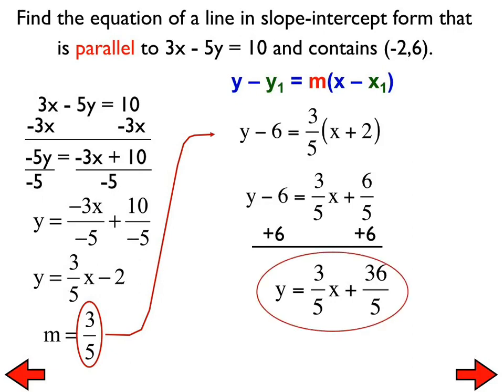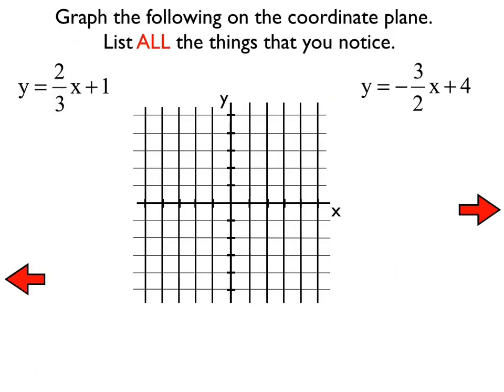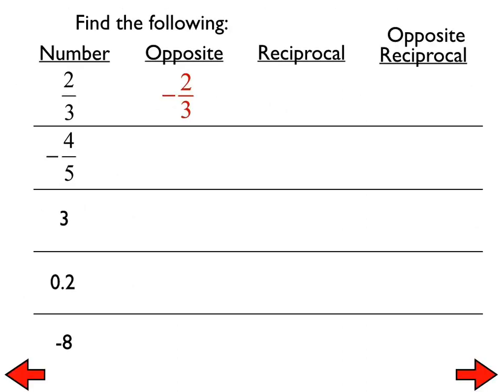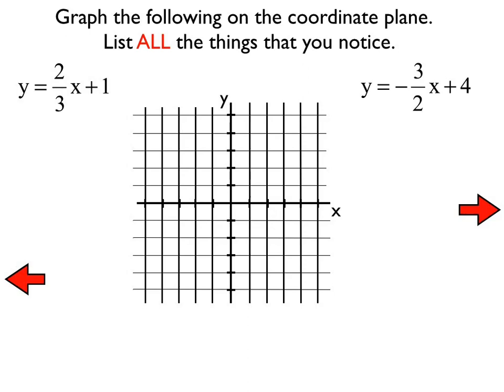Now we have this problem. I would like you to graph both of those two equations on the same coordinate plane and list all the things that you notice. So when we graph both of these, and I don't know how I got to there. Let me back up there. Oh, I hit the arrow by accident. So we graph one right on top of the other.